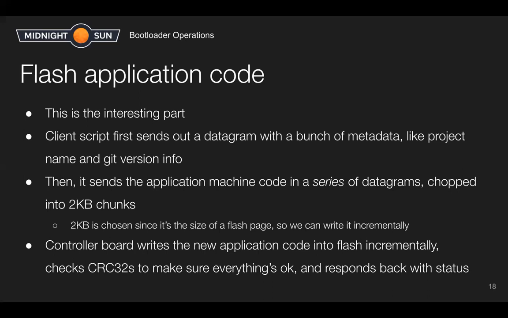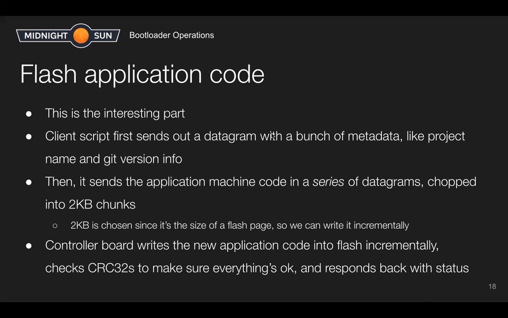So yeah, the controller board will incrementally write the new application code into Flash as it receives these datagrams, and check the CRC32s to make sure everything's okay. Meaning if anything's corrupted, we'll report it, and then we respond back with the status. And then we've actually flashed the application code over CAN, and that's the interesting bit.